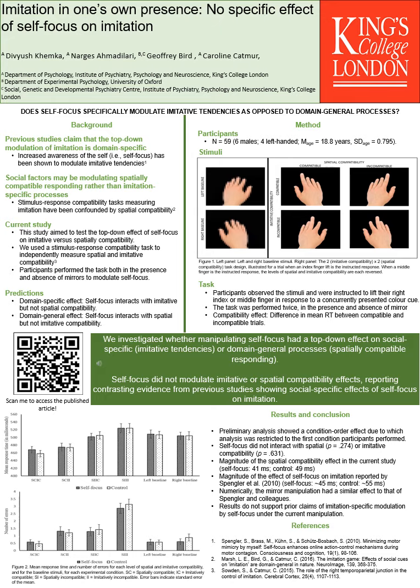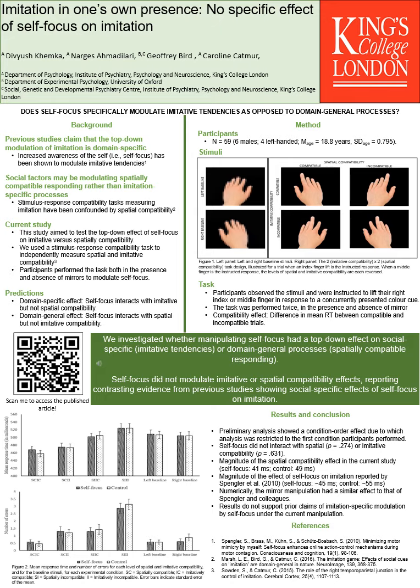We used a stimulus response compatibility task previously shown to independently measure spatial and imitative compatibility. Participants performed the task both in the presence and absence of mirrors to modulate self-focus, similar to the self-focus manipulation used by Spengler and colleagues. An interaction between self-focus and imitative compatibility would support a domain-specific explanation of top-down modulation of imitation, while an interaction between self-focus and spatial compatibility would suggest that self-focus influences domain-general cognitive processes.